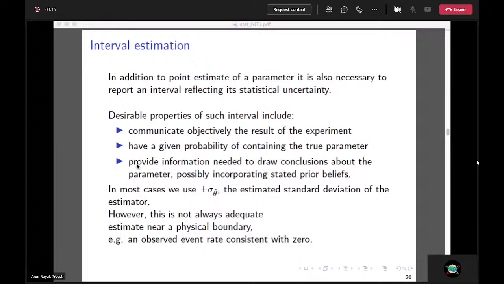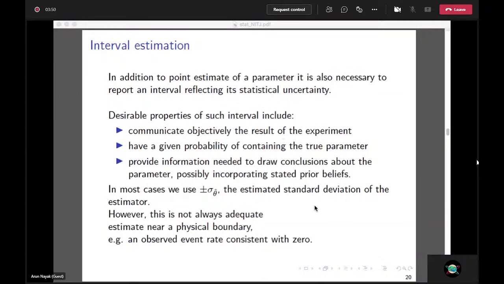It should also provide information needed to draw conclusions about the parameter, possibly incorporating stated prior beliefs. Like, in some experiment you cannot have a signal which is negative, for example, right? So such beliefs, which exist before starting the experiment, that you cannot have a signal which will be negative, should be able to be incorporated while drawing conclusions.